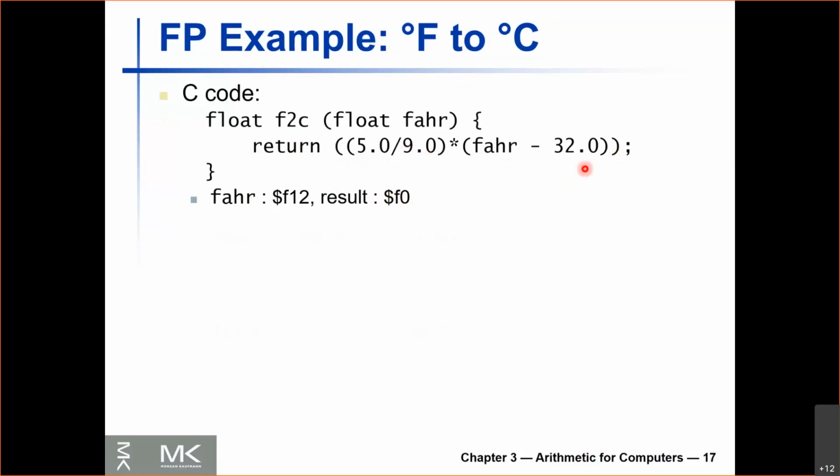So where do we put them? Well, for now, what we will do is we will put 5.0, 9.0, and 32.0 at 36, 40, and 44 respectively. These are the offsets from the global pointer in global memory. So 5.0 is going to be at the global pointer plus 36.